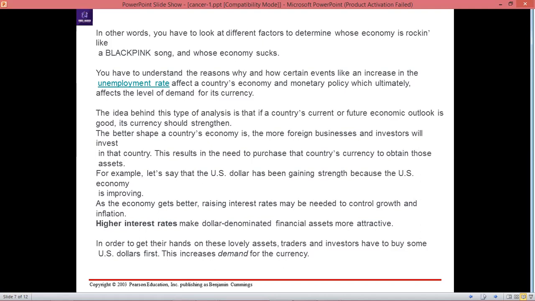The better shape a country's economy is in, the more foreign businesses and investors will invest in that country. This results in the need to purchase that country's currency to obtain those assets. I think I've explained this. So let me just jump in.